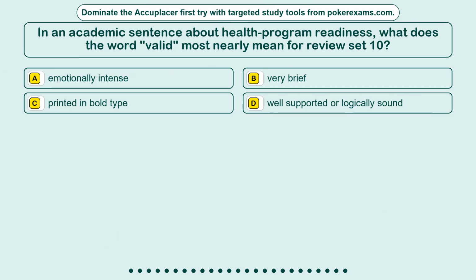Question 15. In an academic sentence about health program readiness, what does the word valid most nearly mean for review set 10? Option A. Emotionally intense. Option B. Very brief. Option C. Printed in bold type. Option D. Well supported or logically sound.